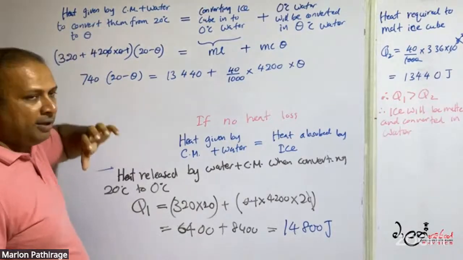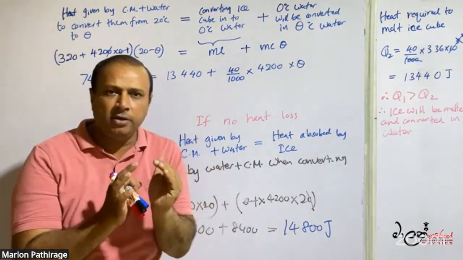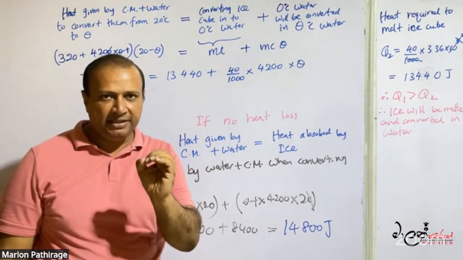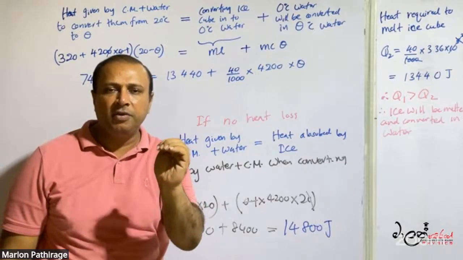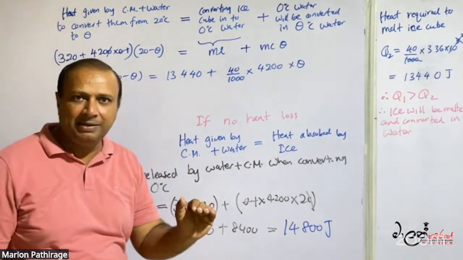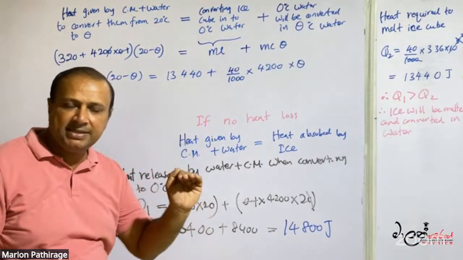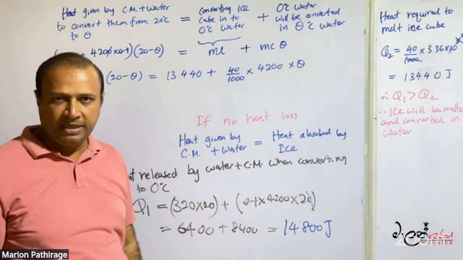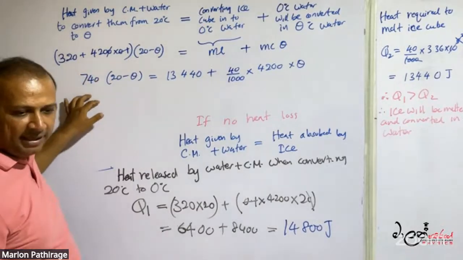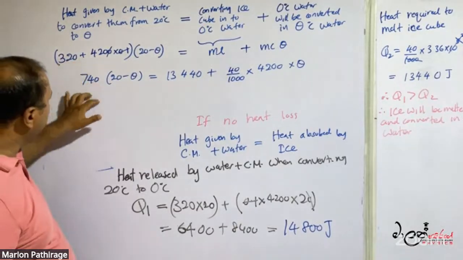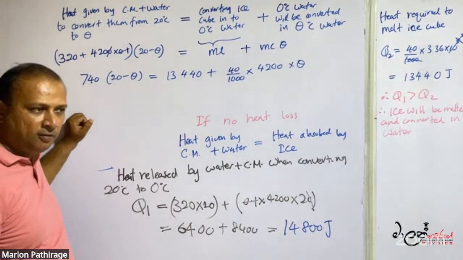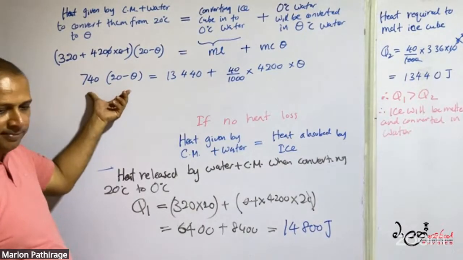Now, who is the one who gives heat? The heat is given by the calorimeter plus water. What do they do after giving heat? The temperature decreases from Celsius 20 to Celsius θ. So this is the heat given by the calorimeter plus water. Is that clear?